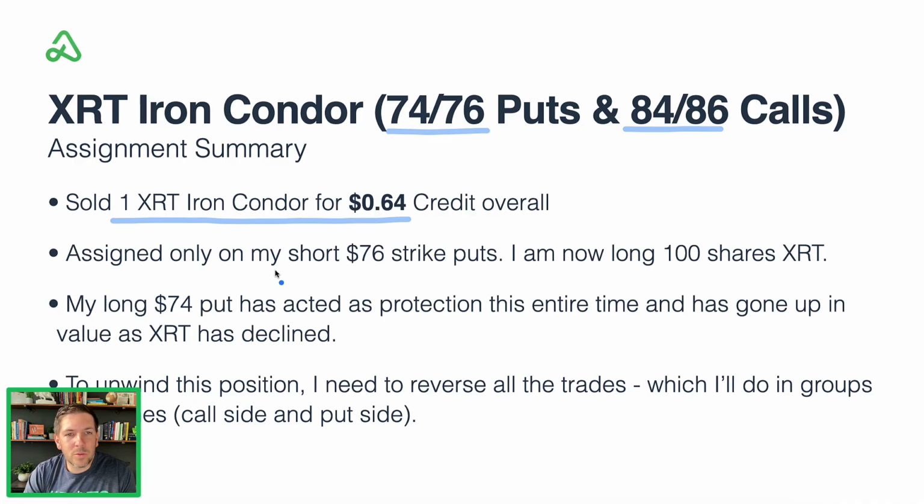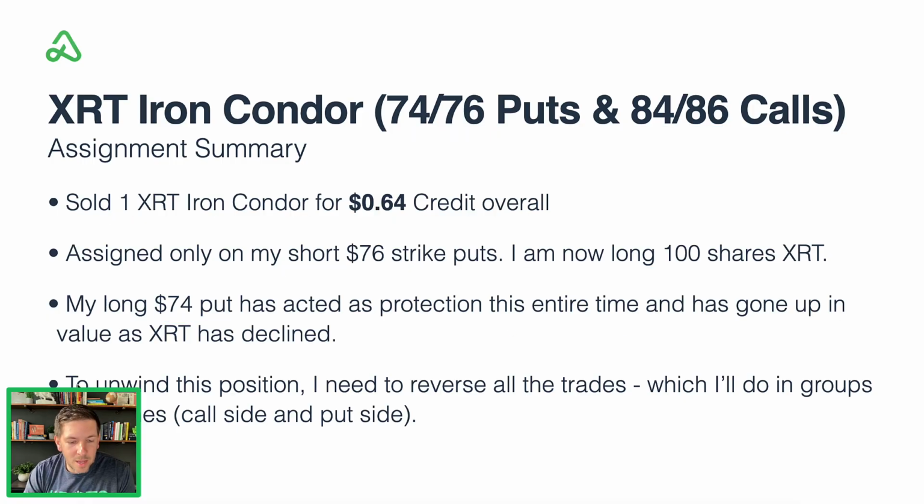I was assigned only on my 76 short puts. So now I'm long 100 shares of XRT stock, again at 76. And my long 74 strike put has acted as protection this entire time and has actually gone up in value as it's kept protecting the position, and that's maintained this defined risk profile that we have.